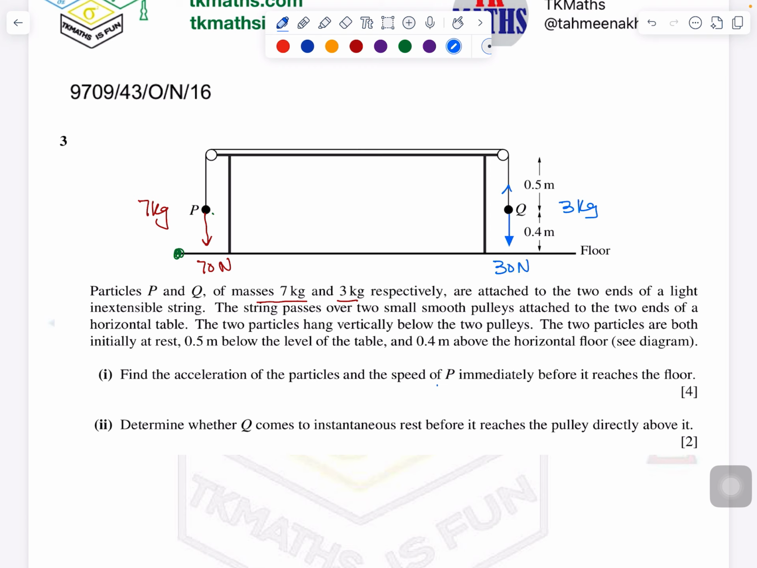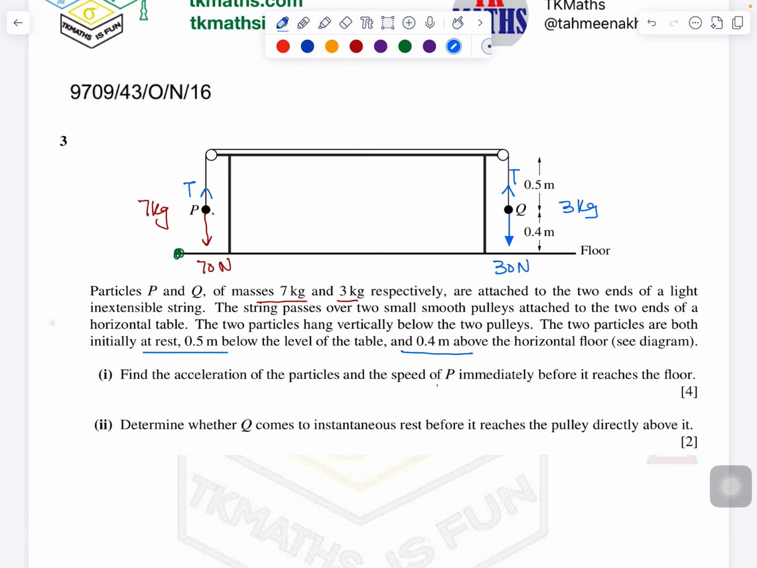Okay, definitely tension will be acting upward on both ends. Both the particles are 0.4 meter above the ground and from the table 0.5 meter below. It is written here. Initially they both are at rest.